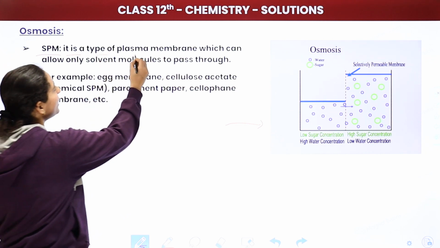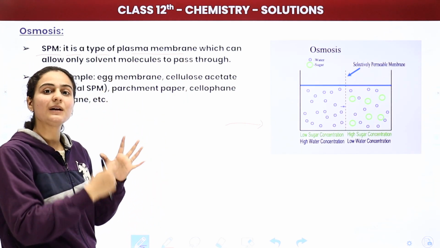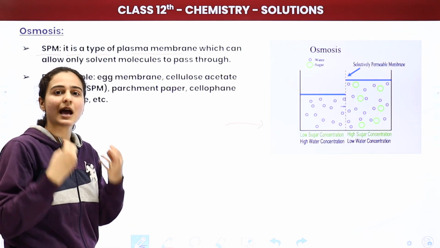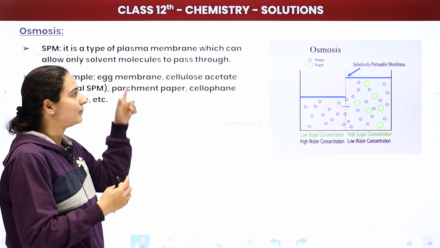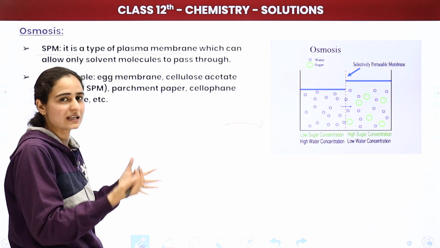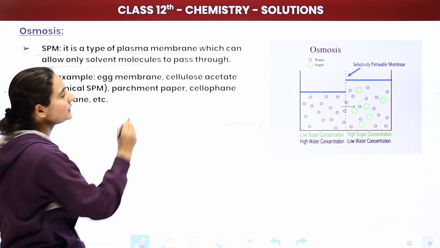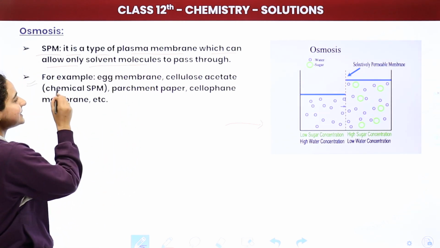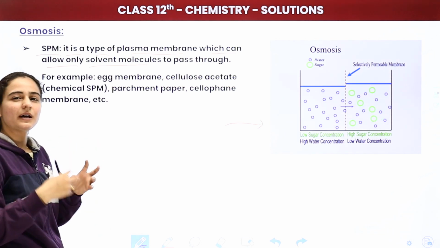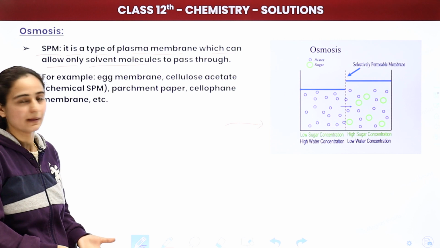So it is a type of plasma membrane जो कि हमारे हर एक सेल में प्रेजेंट होता है. प्लांट सेल, एनिमल सेल, they have this thin layer of plasma membrane which is SPM, which can allow only solvent molecules to pass through. You can see some examples. यहाँ पे हमारे कुछ natural examples हैं और कुछ man-made या synthetic examples भी हैं.